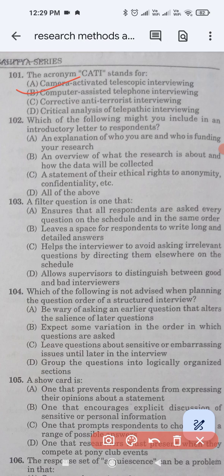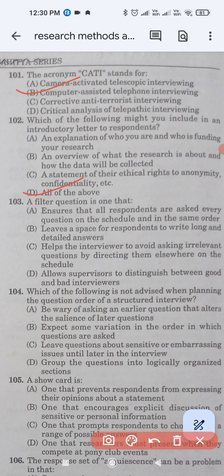Which of the following might you include in an introductory letter to respondents? Option A, an explanation of who you are and who is funding your research. Option B, an overview of what the research is about and how the data will be collected. Option C, a statement of their ethical rights to anonymity, confidentiality, etc. And option D, all of the above. All of the above. So options A, B, C are all correct. So we can say option D, all of the above.